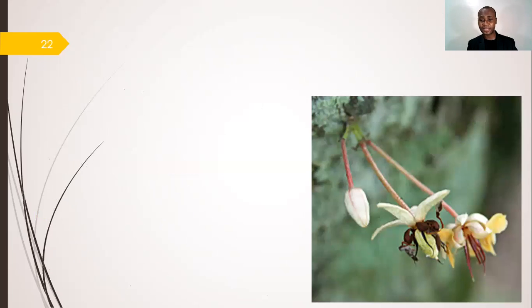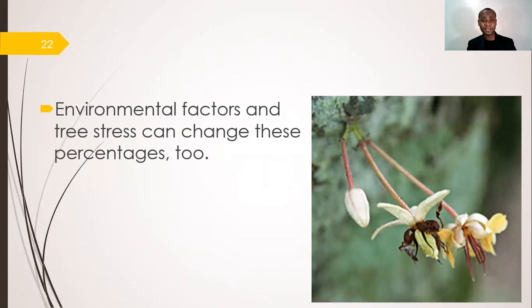self-pollination in cacao. So as you can see over here, this flower is dying. It's withering. So what that could mean is maybe this flower has been self-pollinated or some other factors are causing the flower to die or to wither. Okay? So environmental factors and tree stress can change this percentage too.